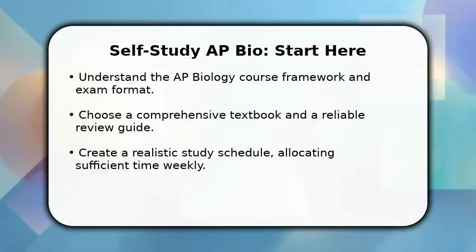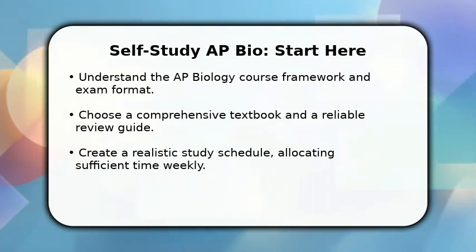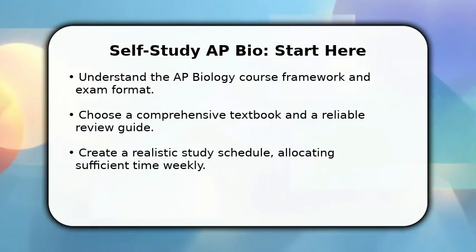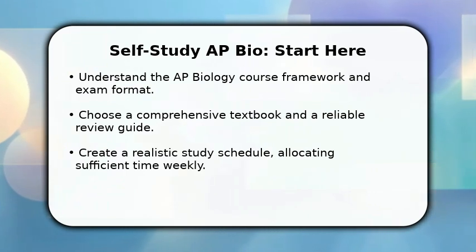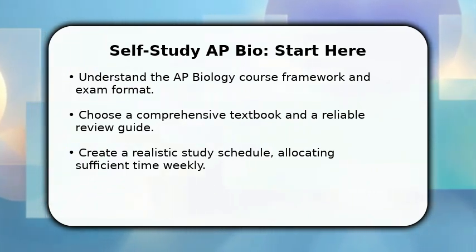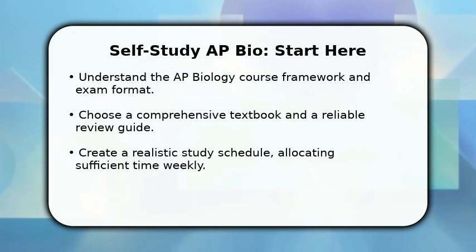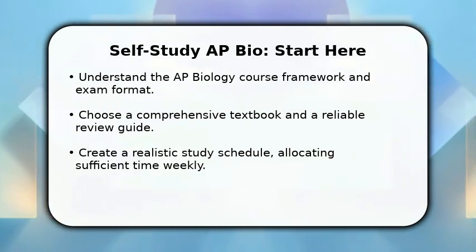In this video, I will explain how to self-study AP Biology. First, familiarize yourself with the College Board's course framework and the exam structure. This will guide your learning. Next, select a strong textbook and a dedicated review book. These are your primary resources. Finally, develop a consistent study schedule. Aim for at least 5 to 7 hours of focused study each week to cover all the material effectively.